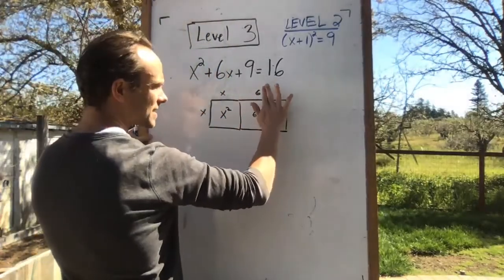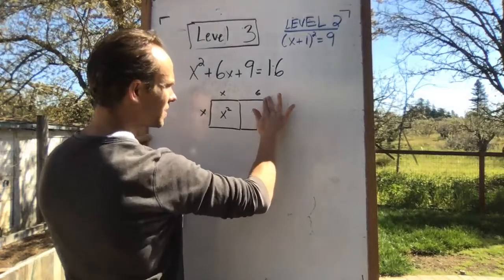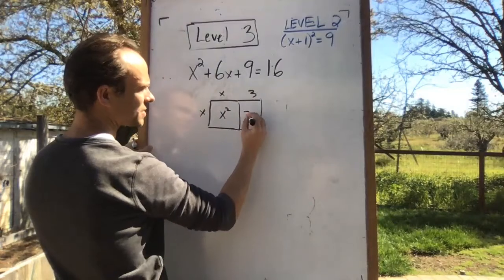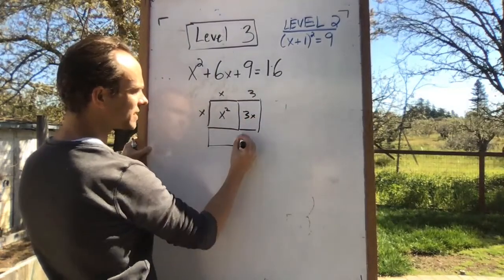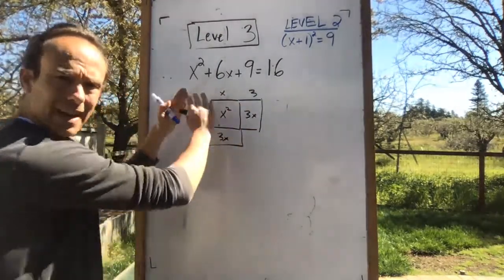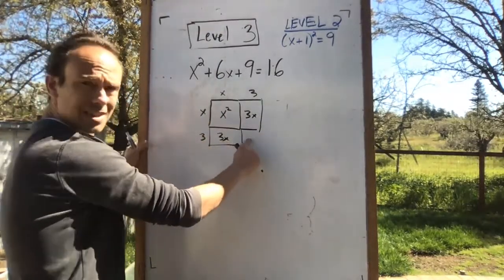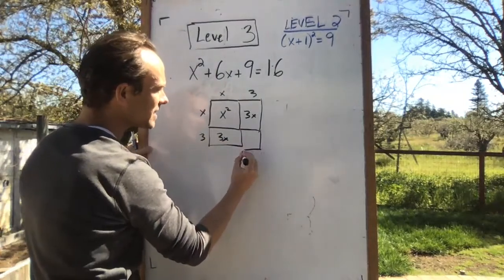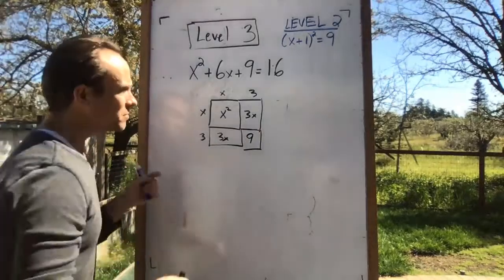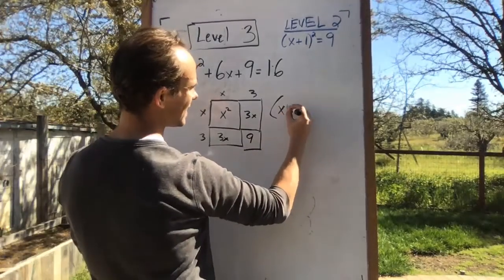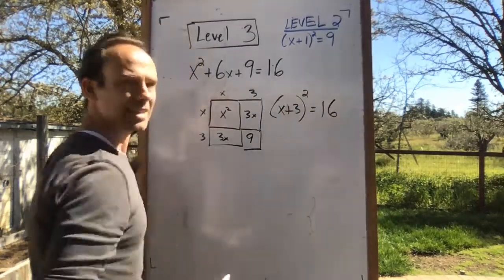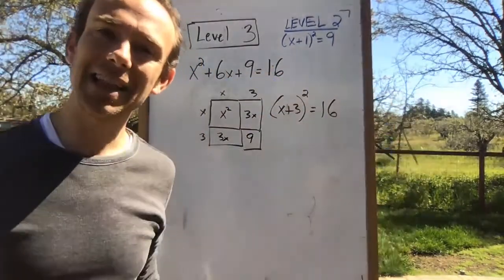So I'm not going to put all 6 there. Instead, what I'm going to do is put 3 there. So that's 3x. And then I'm going to put the other 3 down here. So now, beautiful, we've still got kind of a square working. We just got to fill in this last portion. And look at that. 3 times 3 is 9. It's exactly the number we wanted. Beautiful. So what does that mean? X plus 3 squared is equal to 16. Voila. Now it's a level 2.